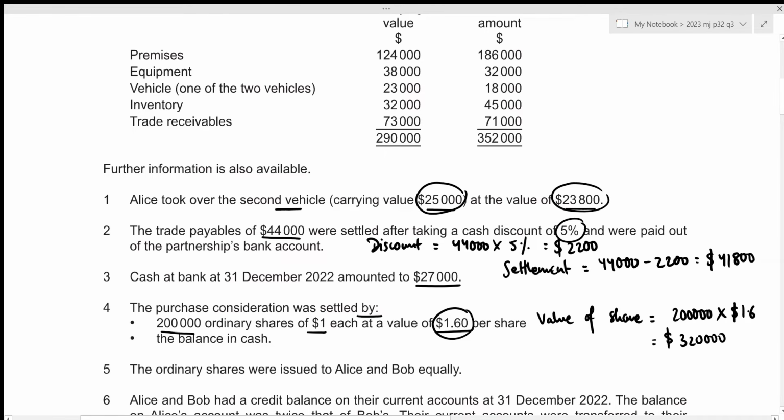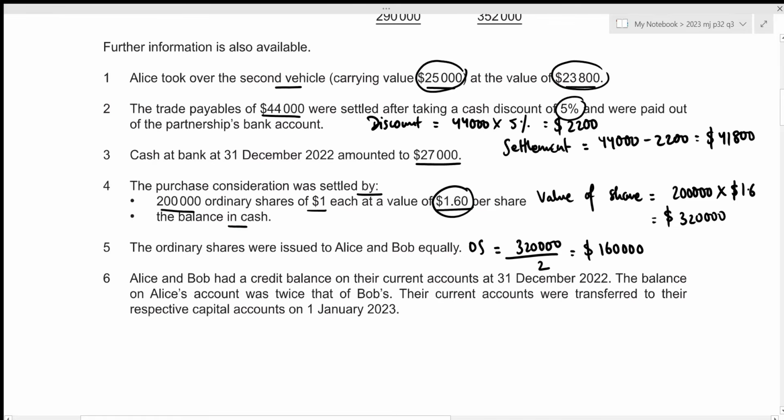And then the balance in cash. The ordinary shares were issued to Alice and Bob equally. So ordinary shares for Alice and Bob will be half of these amounts. So that's 320,000 divided by 2, which results in 160,000. So they get shares worth 160,000, both Alice as well as Bob.